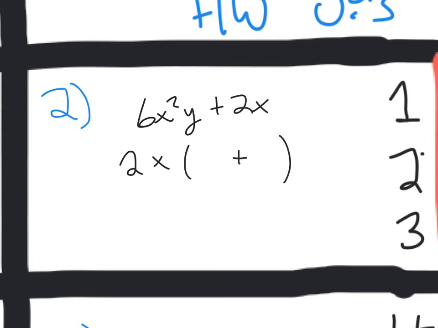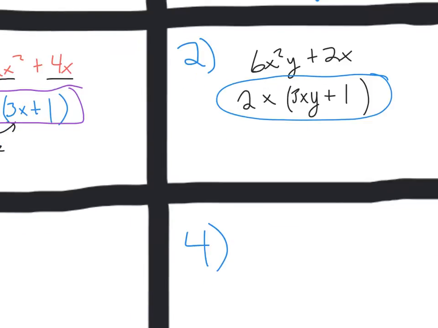Alright, let's figure out what's on the inside. What do I multiply 2x by to make 6x squared y? You know that's going to be 3, because 2 times 3 makes 6. X, because x times x makes x squared. And then you're going to have to multiply that by y just to get that y. 1 times y will make y. Alright, and then what times 2x makes 2x? That's just going to be 1. So there you go, that's that answer.